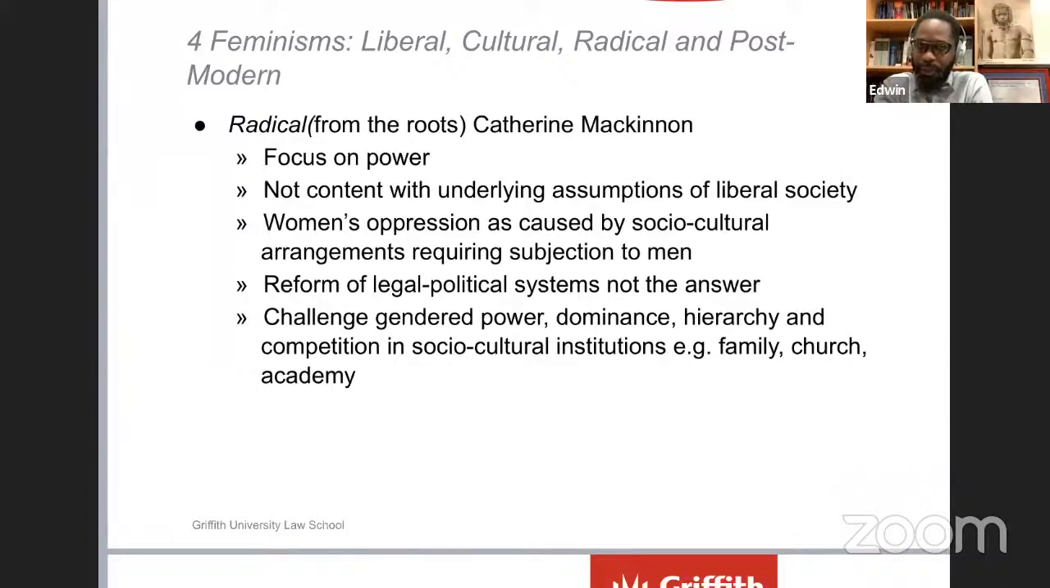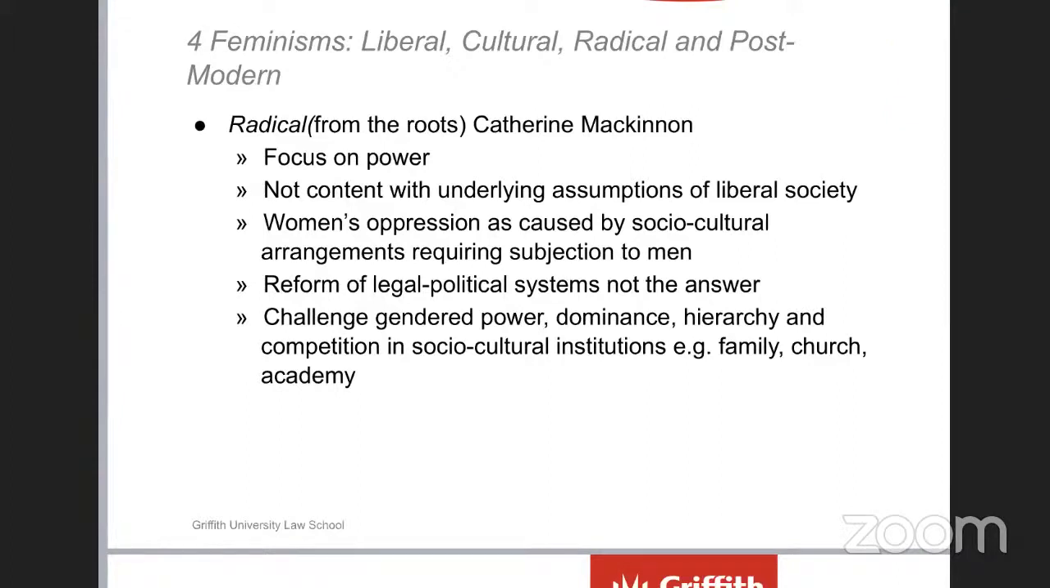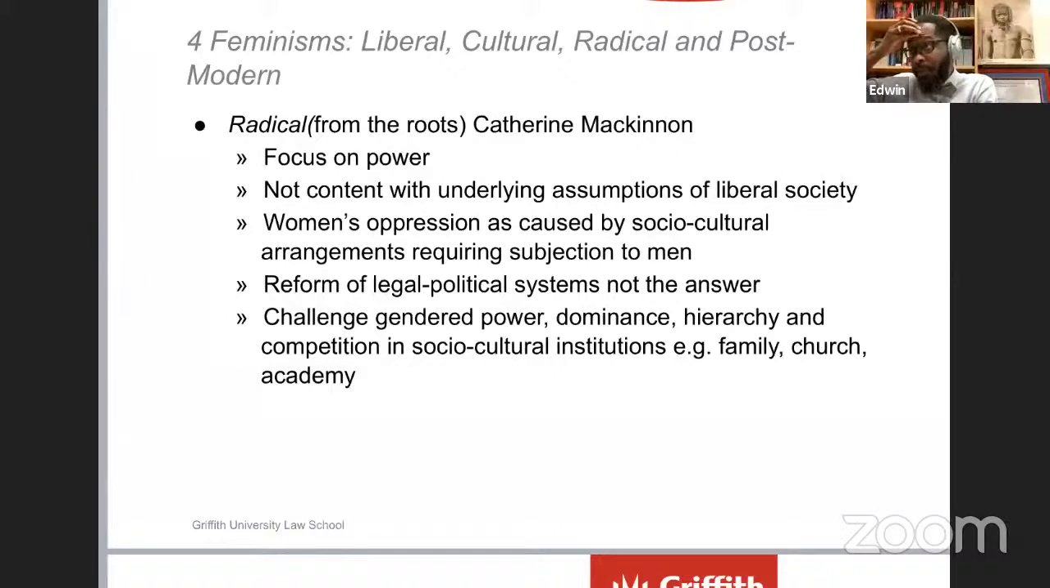And instead, it's about the struggle to challenge gendered power, dominance, hierarchy, and competition in socio-cultural institutions, including the family, the church, the academy, the workplace, and so on and so forth. So gendered notions of femininity or of femaleness are the problem from a radical feminist perspective. Whereas in cultural feminism, you can see they are the solution. And in liberal feminism, you can see that gender as such is almost invisible. They focus more or less on sex and say sex should not be taken into account in terms of discriminating between men and women. Okay, so you can see we start from the simple and clear and start going to the more nuanced and, in my view, more sophisticated.